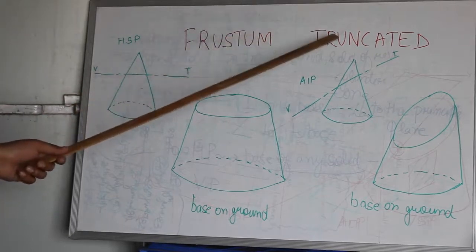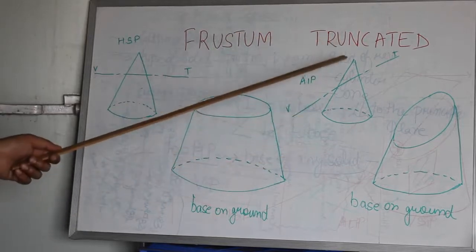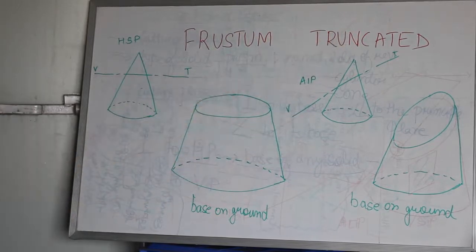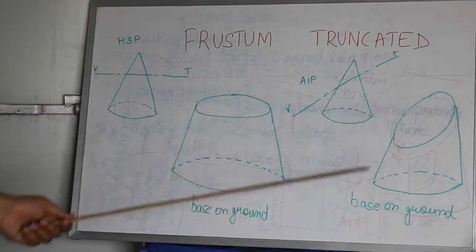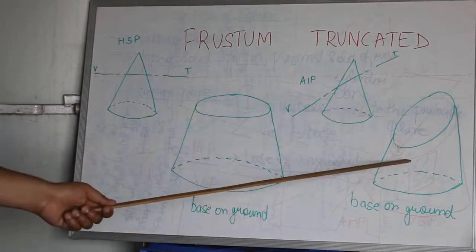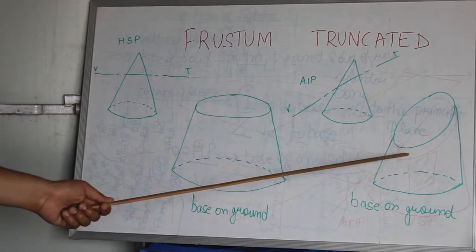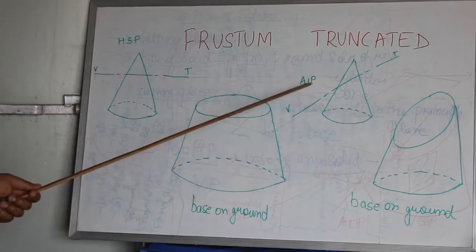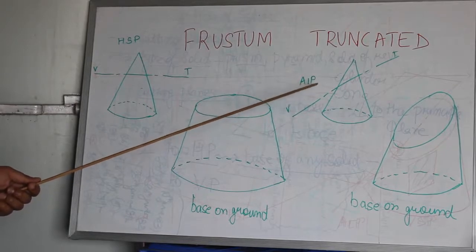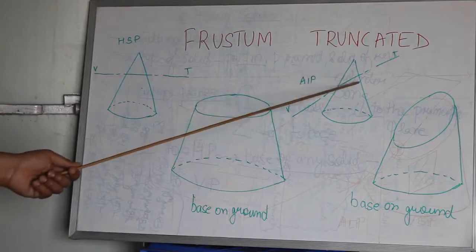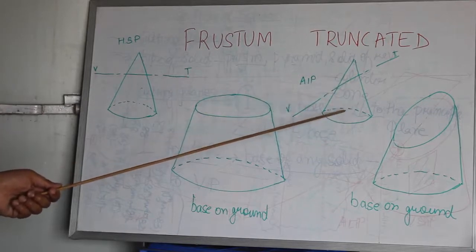Now if we look at the second case, it is a truncated solid. So how is this truncated solid generated? This is the picture of a truncated solid. How is this solid generated? When I have a cutting plane which is AIP. Now why am I using AIP? Because this cutting plane is now inclined to the base of the solid.